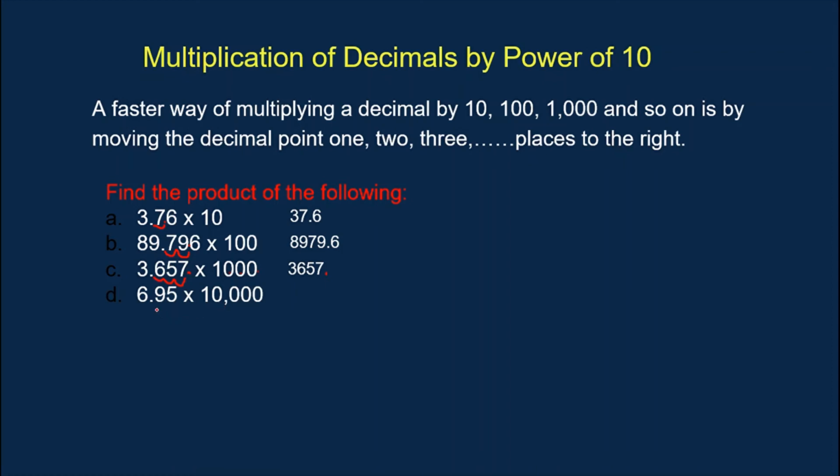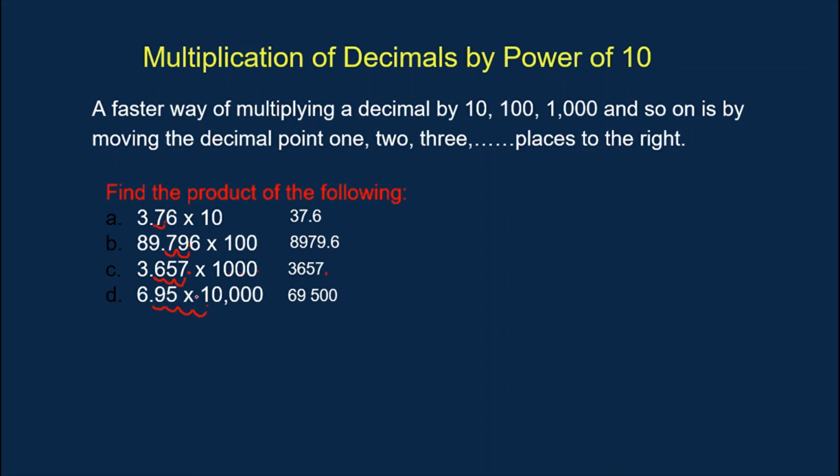So we're going to move our decimal point, how many zeros? 1, 2, 3, 4. So we're going to move 4 places to the right. So 1, 2, 3, 4. So notice that we have here a lacking digit. So all we have to do is just to affix 0. So for our final answer, we have 69,500. Okay, so for the lacking digit, when we move our decimal place, just affix 0.